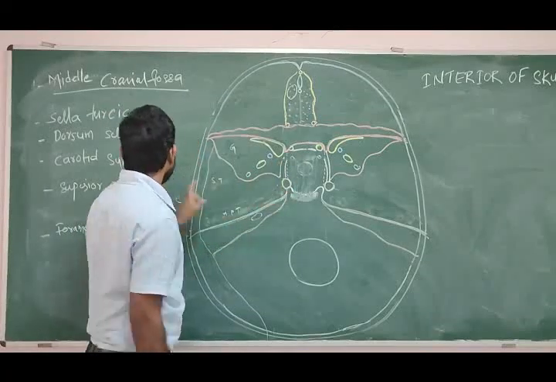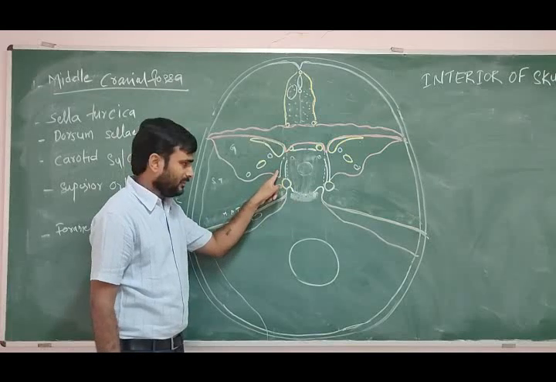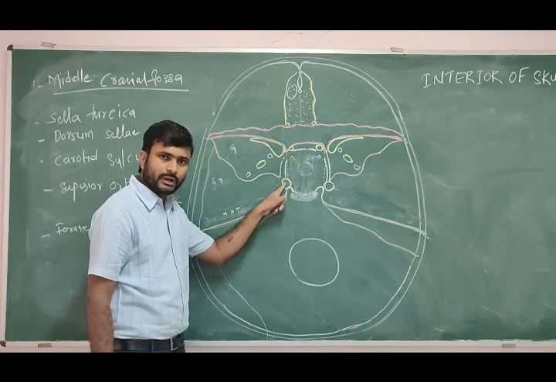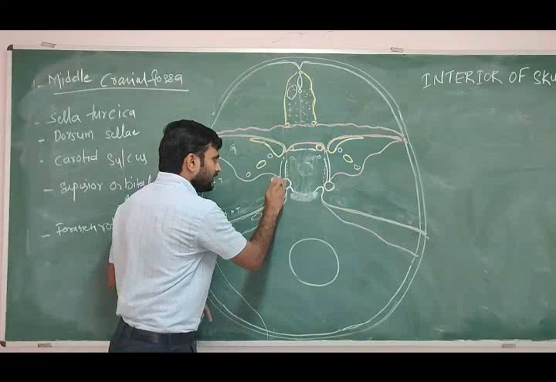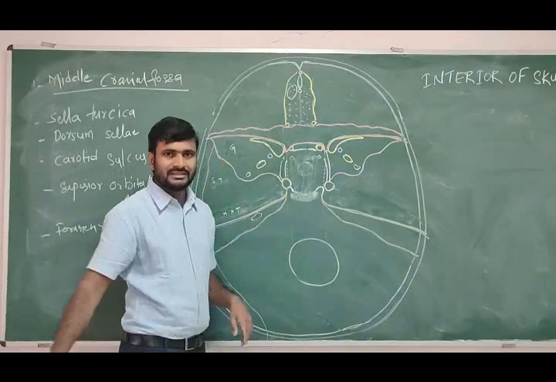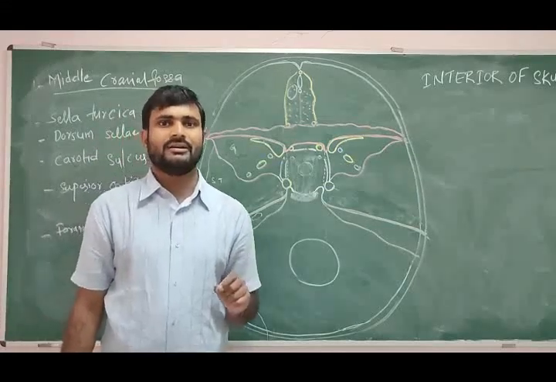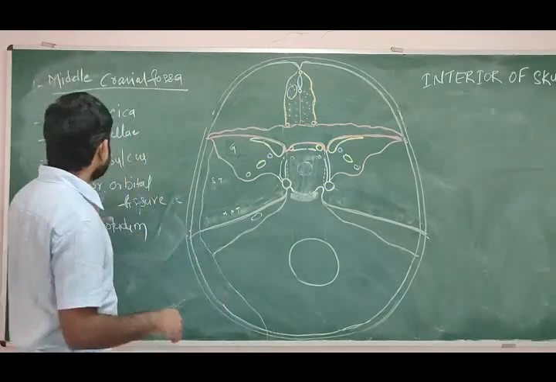And this sulcus, carotid sulcus, lateral margin. This is the lateral margin, near the foramen lacerum. In this space, it shows one tongue-shaped projection. The tongue-shaped projection is called the lingula. Hope we have completed the carotid sulcus.